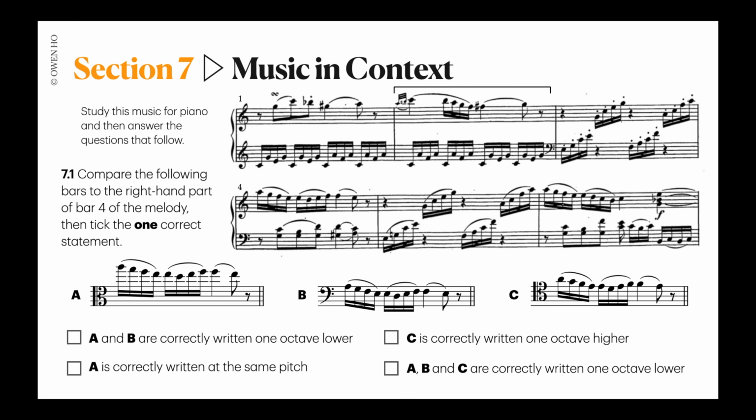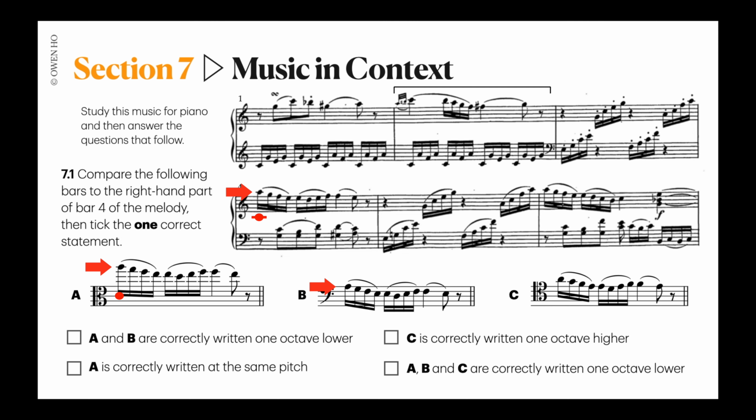And here's question 7.1. Compare the following bars to the right-hand part of bar 4 of the melody, then take the one correct statement. This question is similar to the one that we have already done in an earlier video, in which we compare the notes across different clefs. In bar 4 of the music, the A is just about 2 octaves from the middle C. And in option A, the first note, which is an A in this case, is also just about 2 octaves from the middle C. And following the same logic, let's find out where the other middle Cs are.